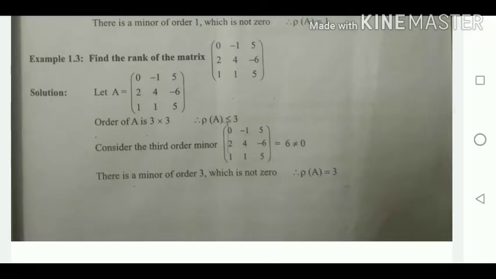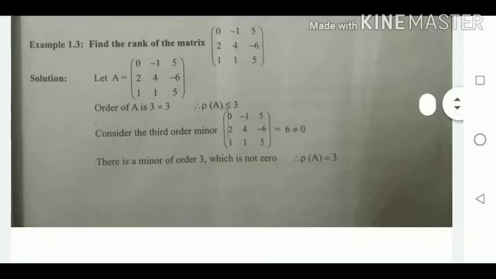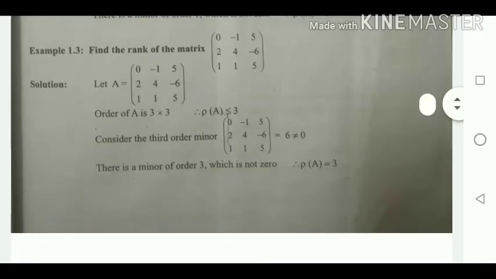Okay, then the third one, find the rank of the matrix. Here in the first and second examples we considered 2 into 2 matrices. The third example is related to a 3 into 3 matrix. So here there are 3 rows as well as 3 columns. Therefore the order of A is 3 into 3. Therefore the rank of A is less than or equal to 3. That is, it may be 3, 2 or 1. This is the meaning of this. If it is a 3 into 3 matrix, the rank of A is 3, 2 or 1. If it is a 2 into 2 matrix, the rank of A is 2 or 1.